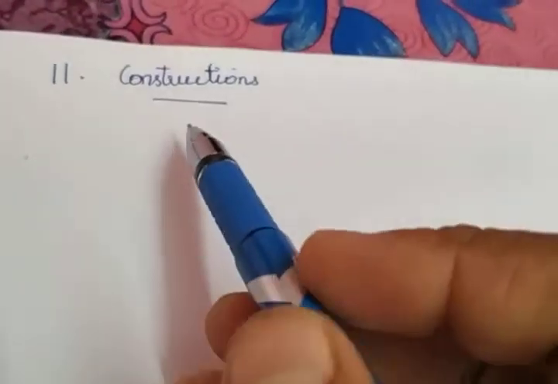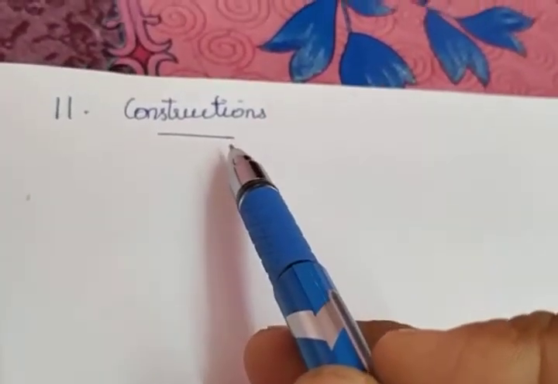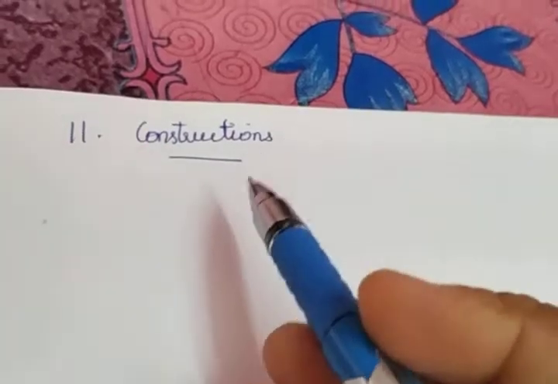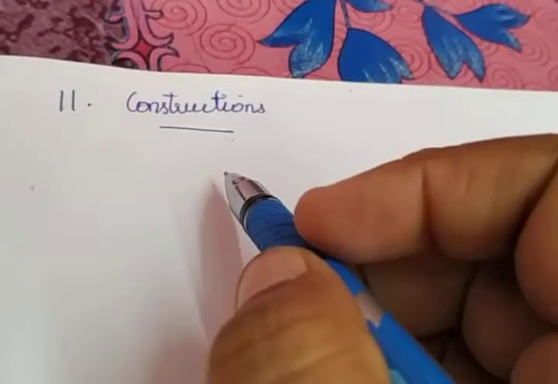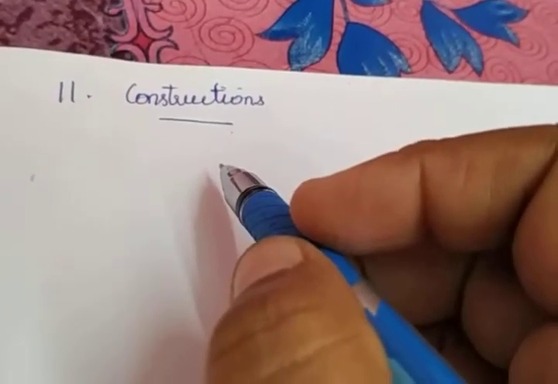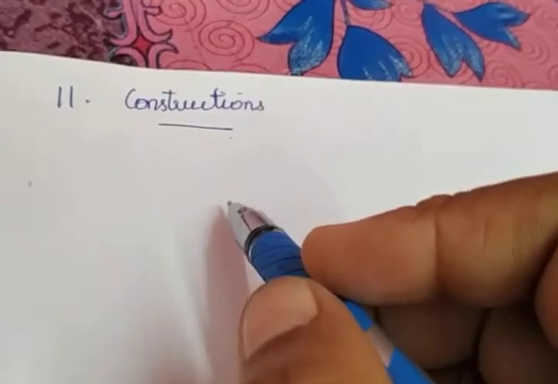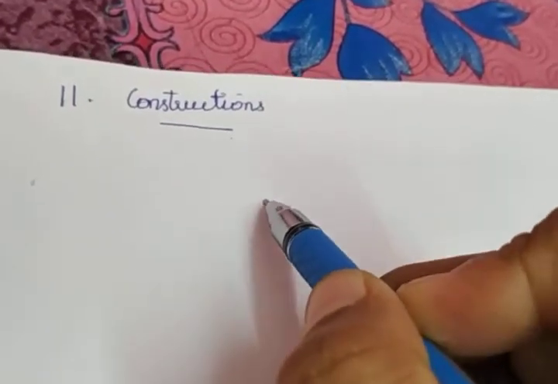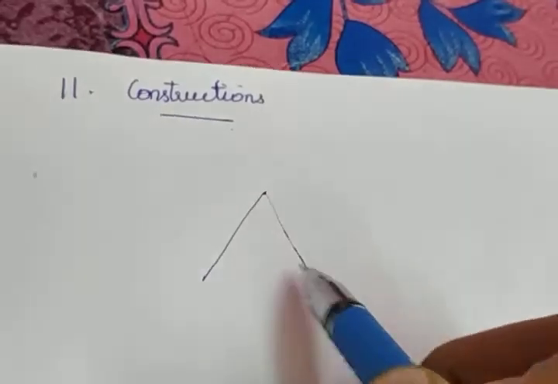So in this video, we are going to summarize the chapter construction, chapter number 11, construction. In exercise 11.1, we were dealing with the construction of a triangle with a given scale factor. Do you remember how we did that? We will draw a triangle according to the given condition.